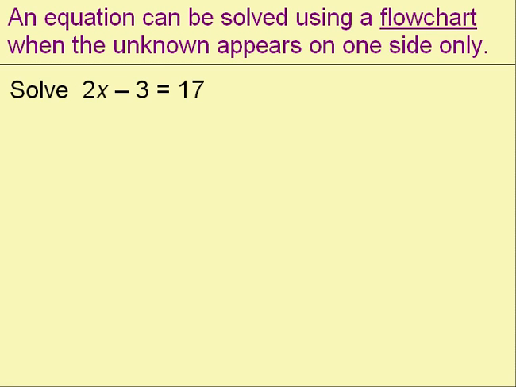This clip is about solving equations, some of which can be quite difficult, using flowcharts. To do this, we need to look at this equation here and create a flowchart for it. So we always start with x, and we say, what's the first thing that's happened to x? Well, it's got a 2 in front of it, so it must have been multiplied by 2 to give 2x.